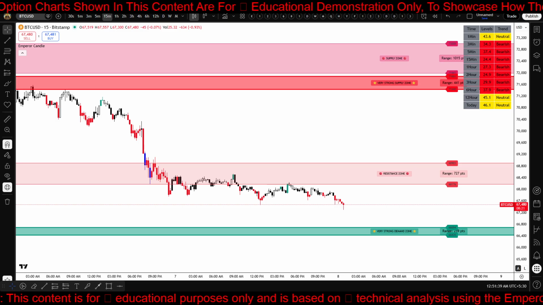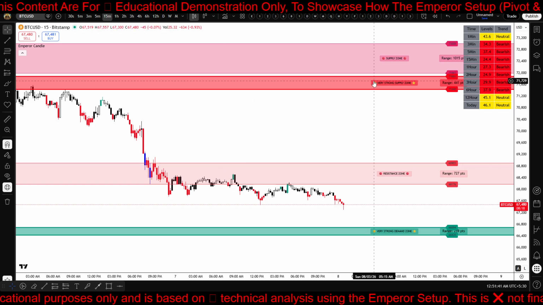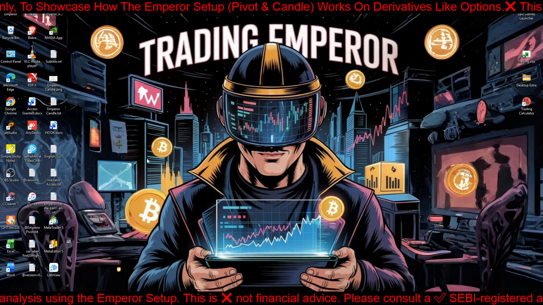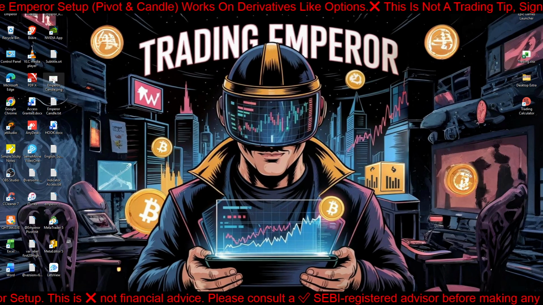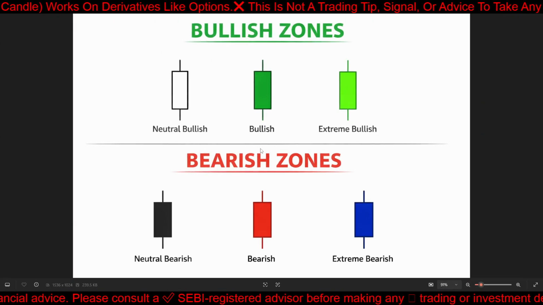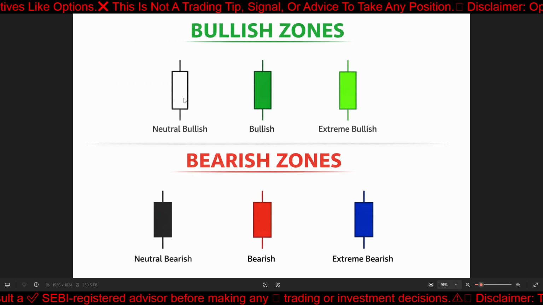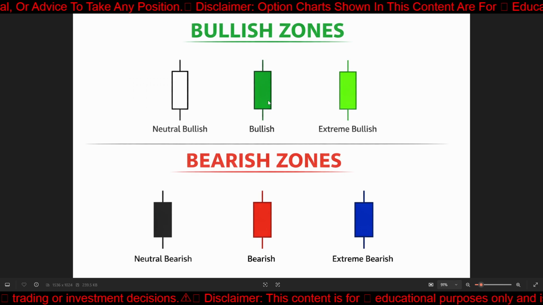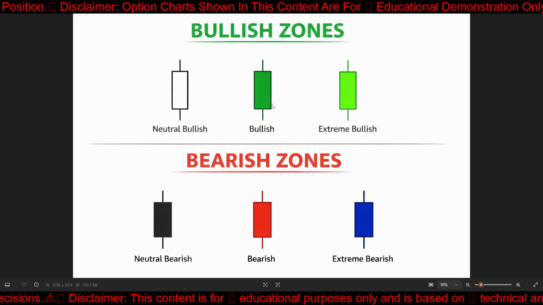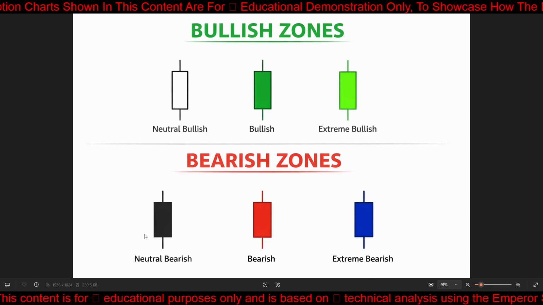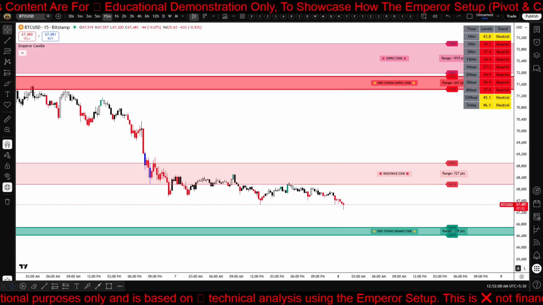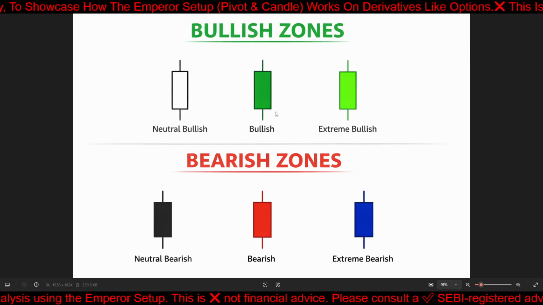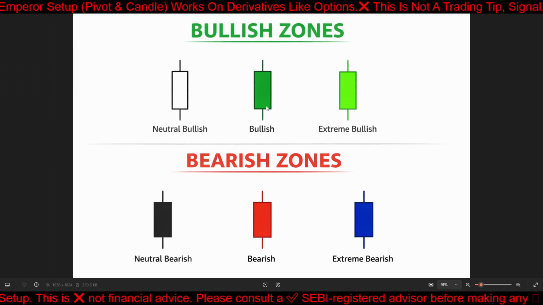The Emperor candle indicator uses 6 different candle colors, which are: so this is neutral bullish candle, which is empty, or you can say hollow candle. Second, it's teal. In this, I have painted it as green, but on chart also I have used a different color on my TradingView setup. So color you can choose whatever you want, but we will count it as a green color. So this is a green candle which is bullish.